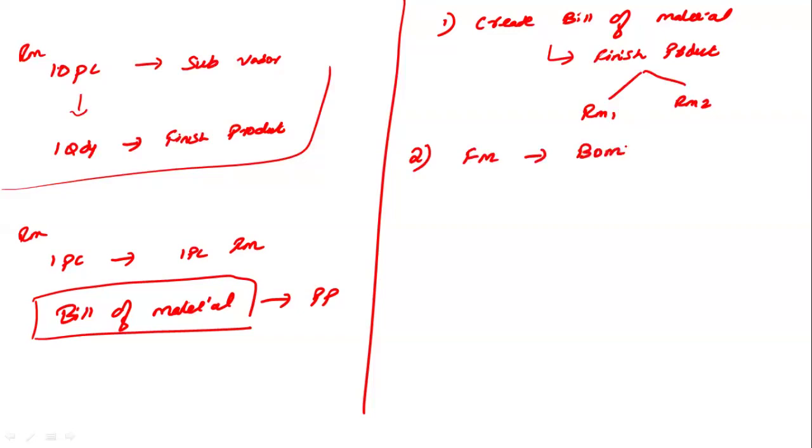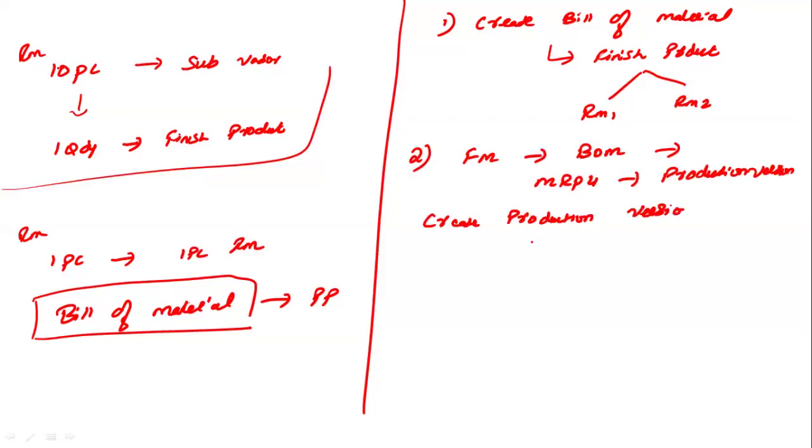So how are we going to tell that? In the MRP4 view, you have an option called production version. This is also done by a PP consultant, but if we have no PP consultant, then it should be done by us. So it is called the production version. You need to create the production version saying that for this finished material, we have this bill of material.